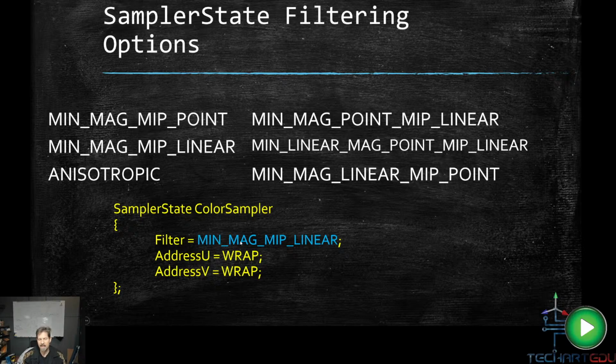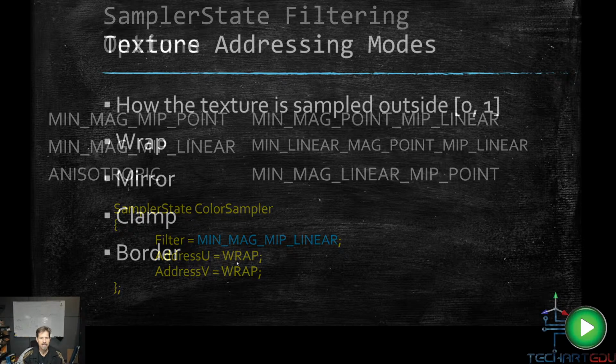This tells the rendering engine what filters to apply when doing a magnification, a minification, or a MIPPing in between. So what about these last two words where we have address U and address V? Okay, let's get on to those.